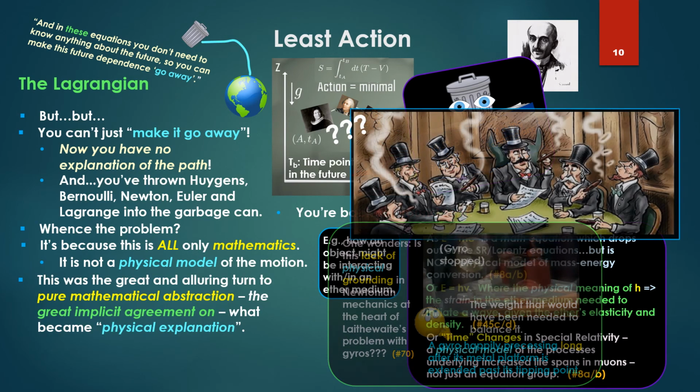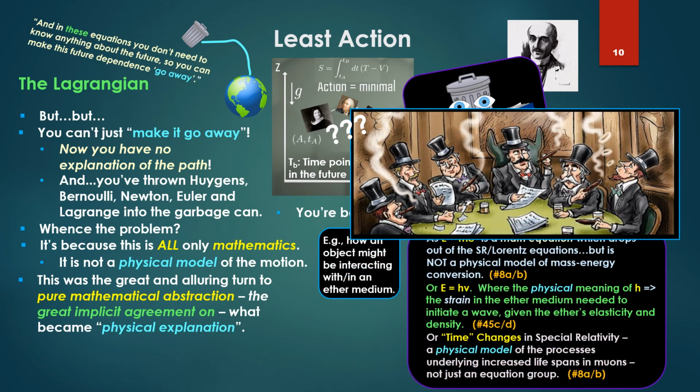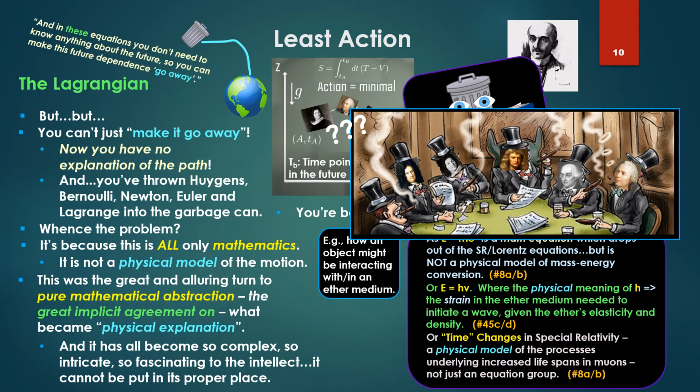But this was the great and alluring turn to pure mathematical abstraction, the great implicit agreement of all these brilliant minds, and no doubt they were brilliant, on what became physical explanation. And it has all become so complex, so intricate, so fascinating to the intellect. It simply cannot be put in its proper place, in its true value as an explanatory mechanism.